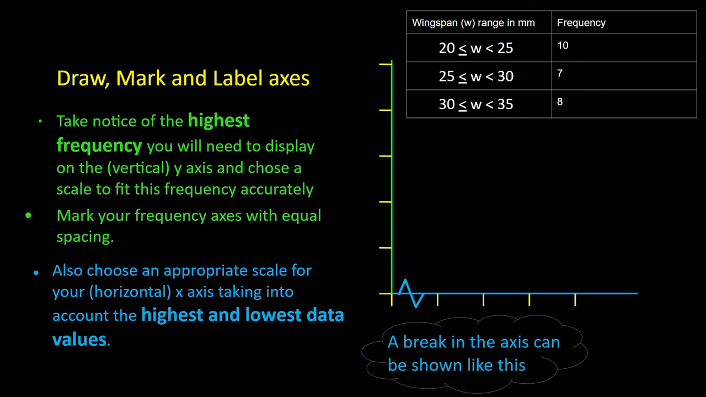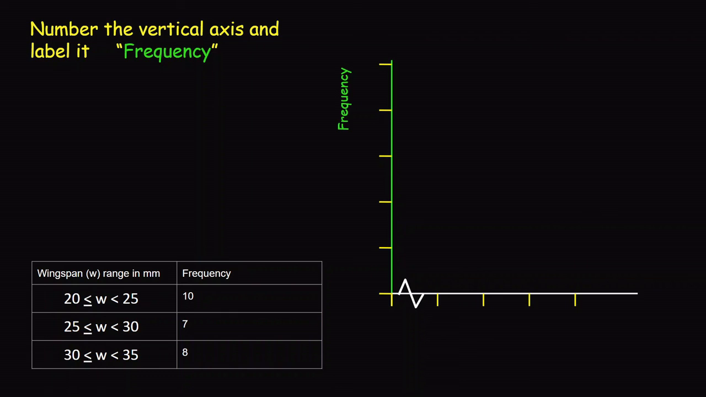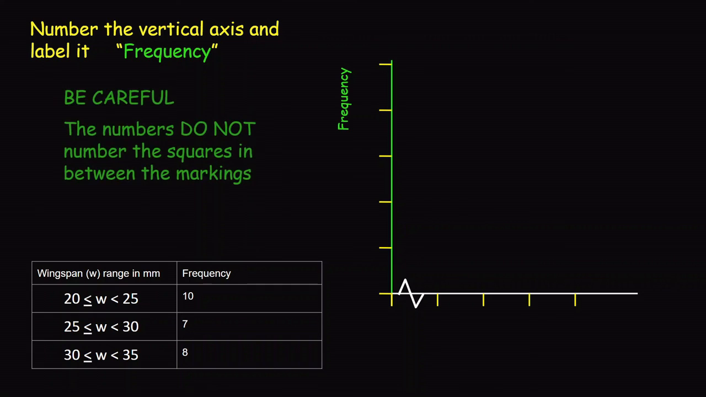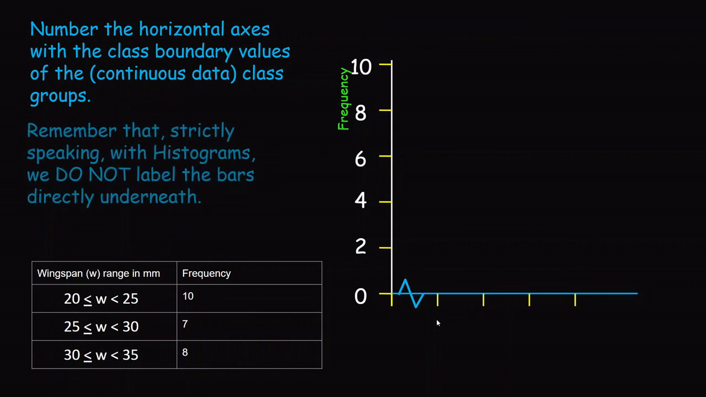So I've got my axes drawn. Let's start labeling them. I've labeled my vertical axis, my frequency axis, and I'm counting by 2s to get up to 10. Be careful not to number the squares in between the markings. I'm labeling the lines. Labeling my x-axis, I've made a break in my axis to know that I'm not starting at 0. And now again, I'm following a consistent scale. Everywhere along my x-axis, I'm doing jumps of 5.